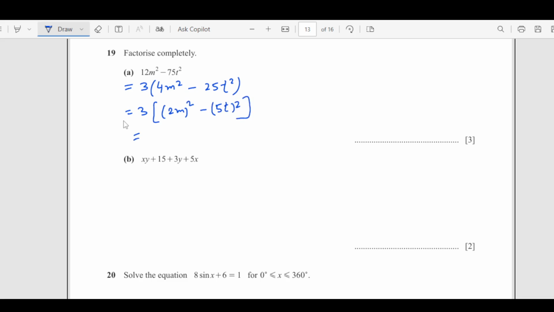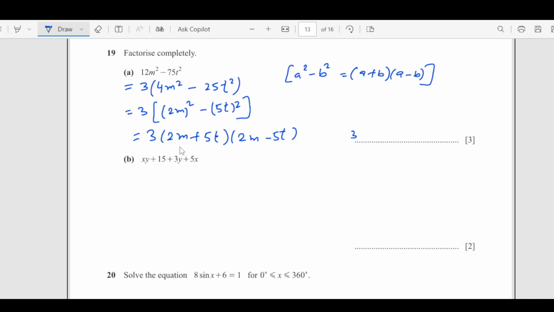Okay, so now we are going to use the formula a squared minus b squared. A squared minus b squared is (a plus b) and (a minus b), right? So 3 as it is, 2m plus 5t and 2m minus 5t. So this is the final answer. I will write down here 2m plus 5t and 2m minus 5t, right?